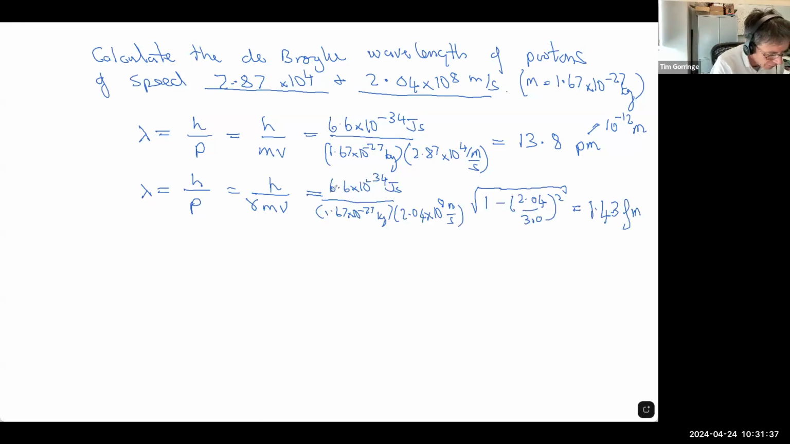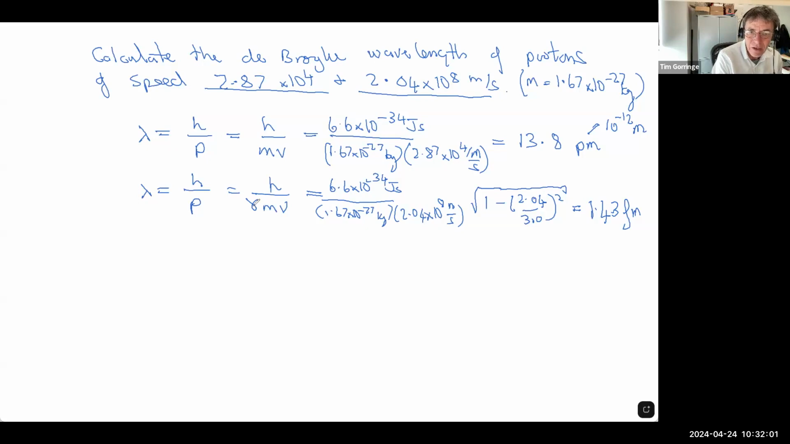So I filled in the numbers here. Here's again Planck's constant. I'm filling it in the units of joule seconds because I'm working in SI units here for mass and time and length. I filled in the denominator the mass of the proton. I filled in the speed of the proton. I've got to multiply in the denominator by gamma.